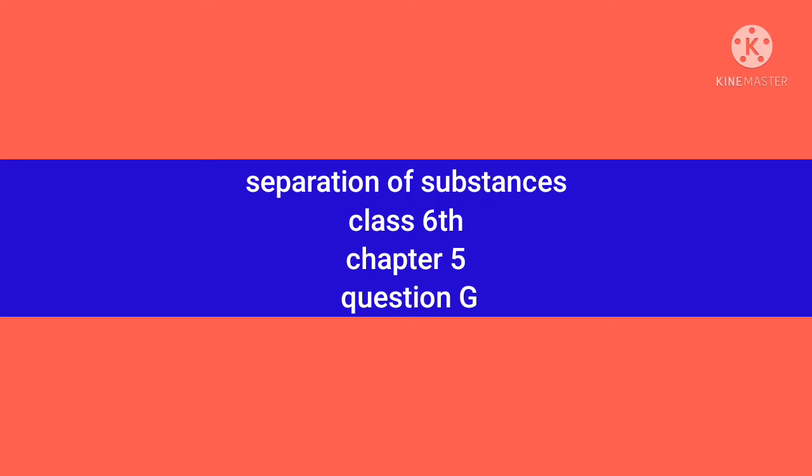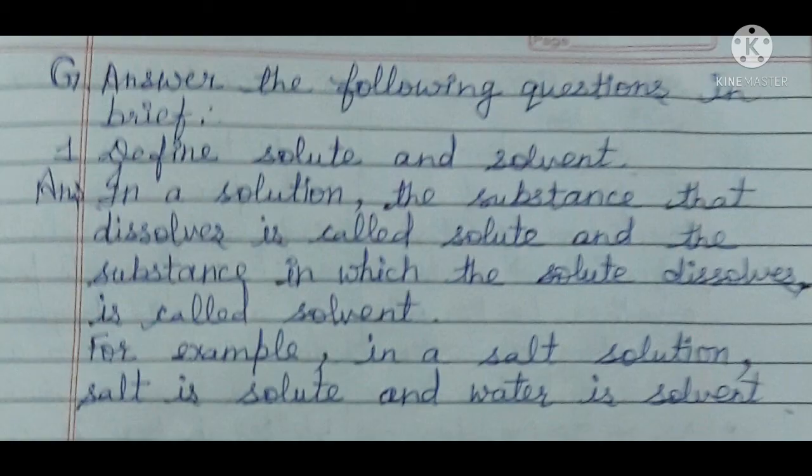Separation of substances, class 6, chapter 5, and question G. Question G. Answer the following questions in brief. First is define solute and solvent. Answer: In a solution, the substance that dissolves is called solute, and the substance in which the solute dissolves is called solvent. For example, in a salt solution, salt is solute and water is solvent.